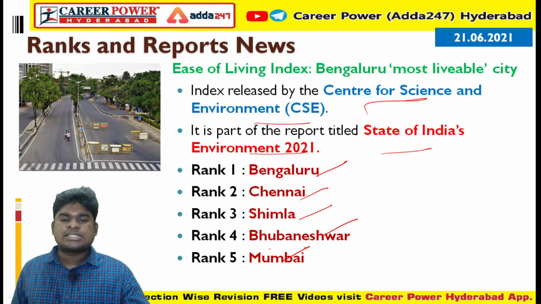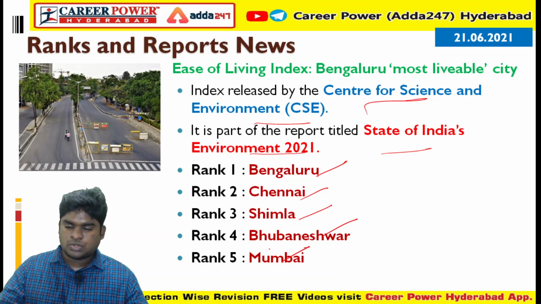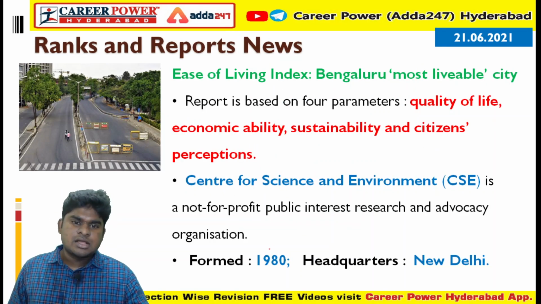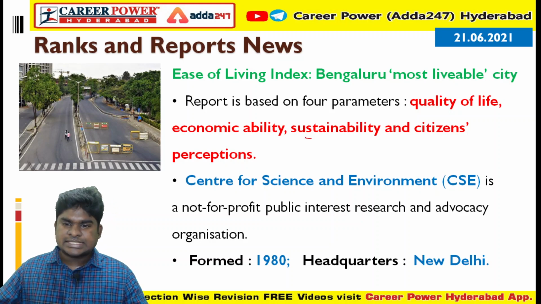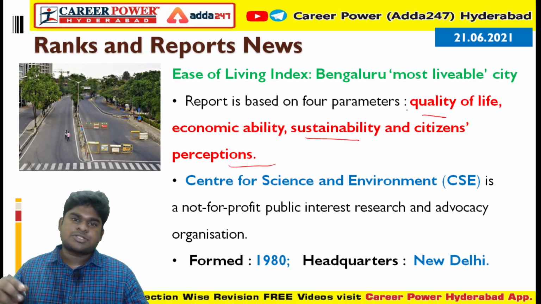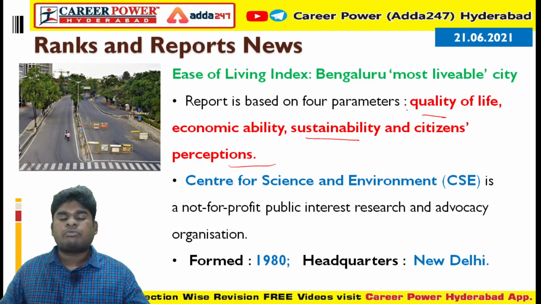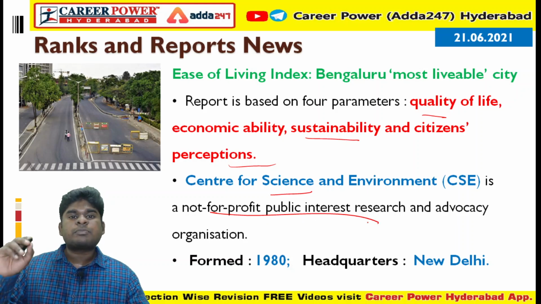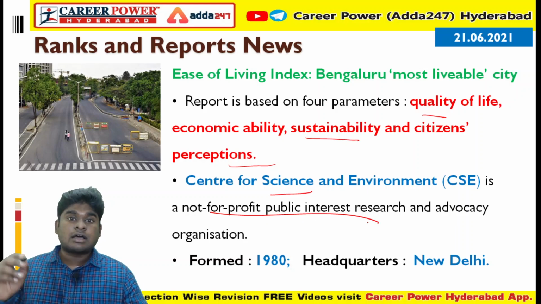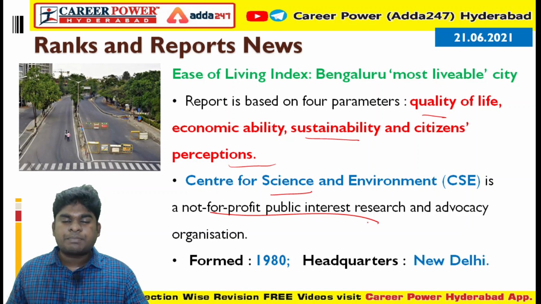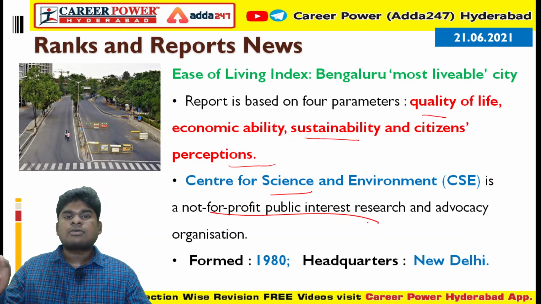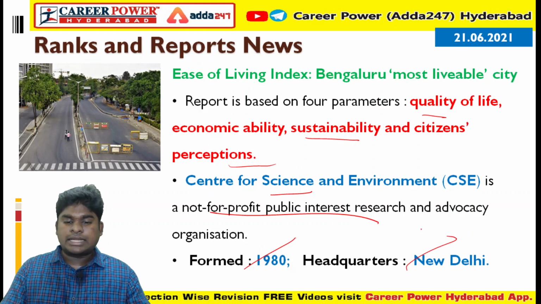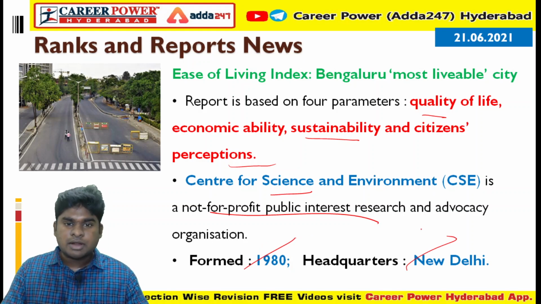So it is the most livable city. Next is Chennai, next is Shimla, next Bhubaneswar, next is Mumbai. This report is based on four parameters: quality of life, economic ability, sustainability, and citizens' perceptions. The rank is based on these four parameters. It is released by the Centre for Science and Environment, a not-for-profit public interest research and advocacy organization formed in 1980, headquartered in Delhi. So also remember these points.